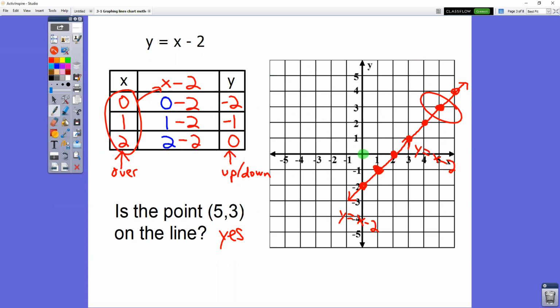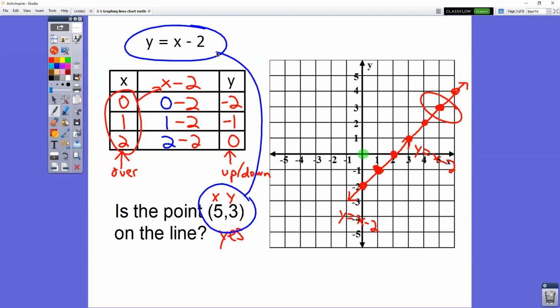Is the point (5, 3) on the line algebraically? Sometimes the point that they're going to ask for will be off the graph, so we'll have to do this algebraically. Remember that all points are written x comma y. So 5 is your x, 3 is your y. Now, what you're going to do with this point is sub it into this equation. So instead of y equals, we're going to have 3 equals. Instead of x minus 2, we're going to have 5 minus 2.